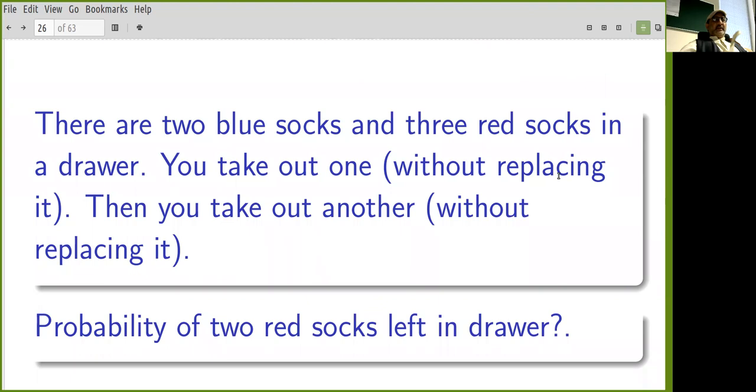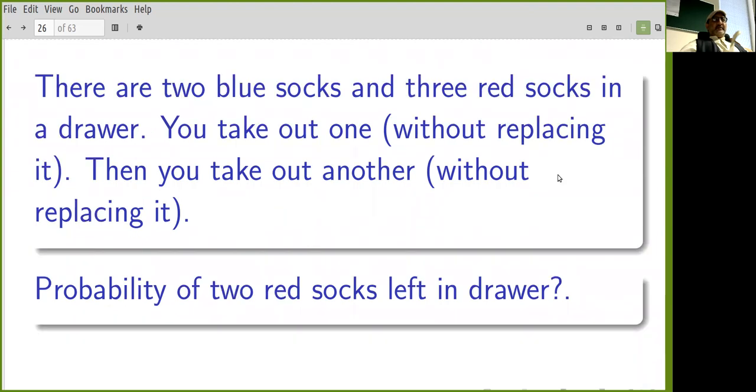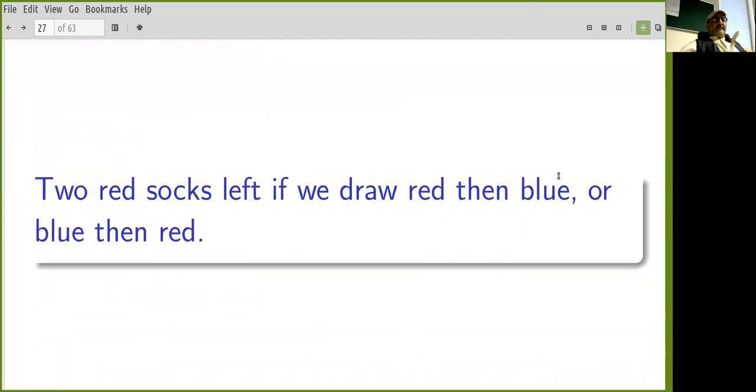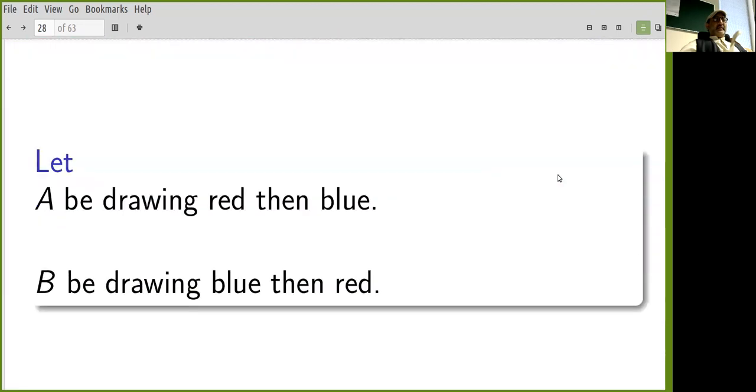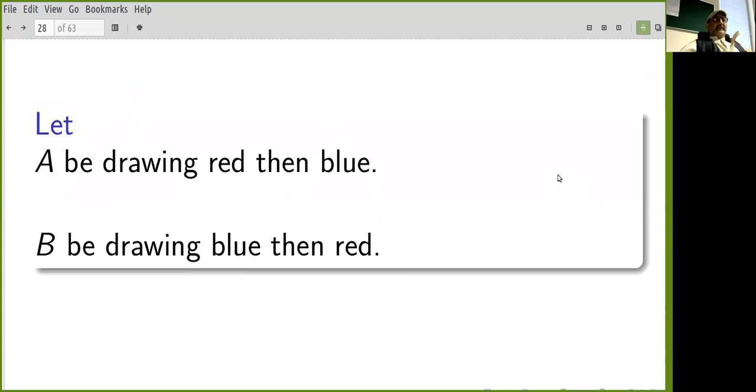Okay. Well, in order to have 2 left, you have to remove exactly 1. So either you took out a red sock followed by a blue sock, or you took out a blue sock followed by a red sock. So let A be the event that you took out a red sock followed by a blue sock. Let B be the event that you took out a blue sock followed by a red sock.